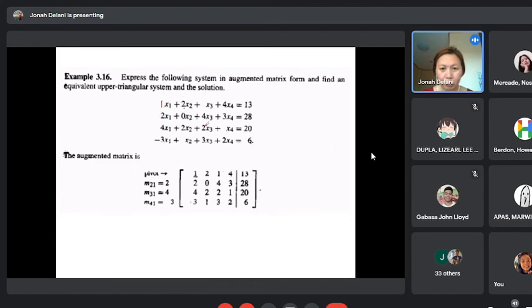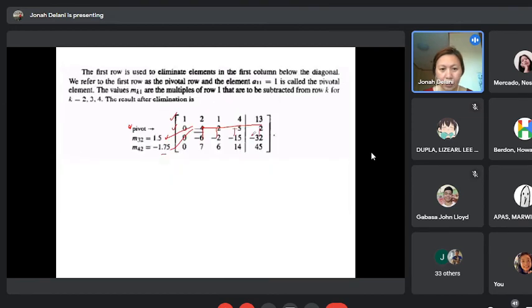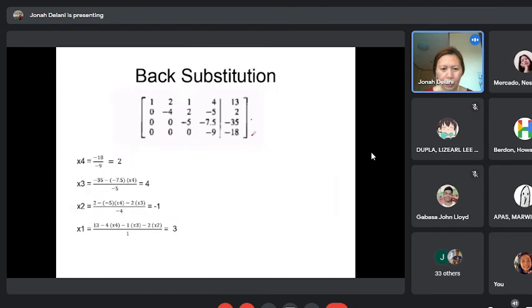Pag human natong input tanan, aning mga numbers, then we can see right away. Kailangan na may formula. We can see right away the values for x4, x3, x2, and x1. Ano siya, formula naman siya. And that is based on the coefficients as the elements of the matrix.